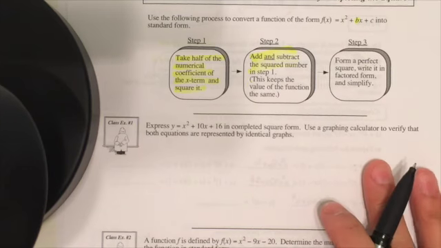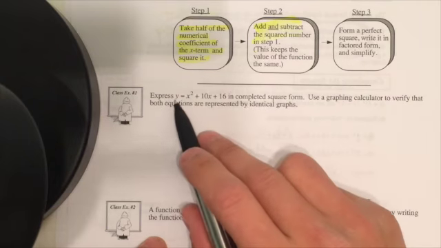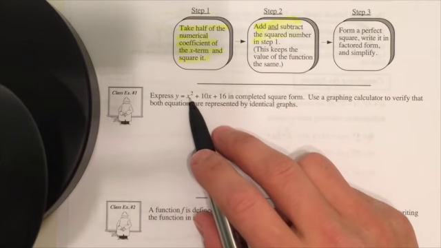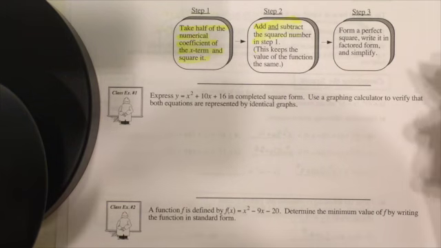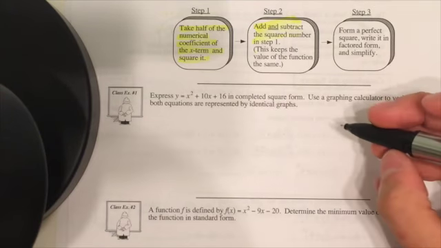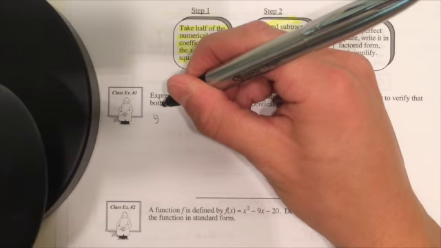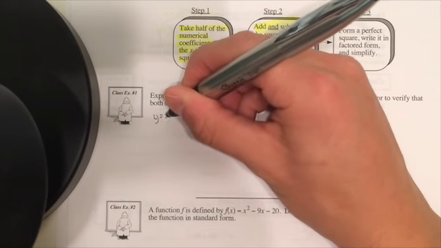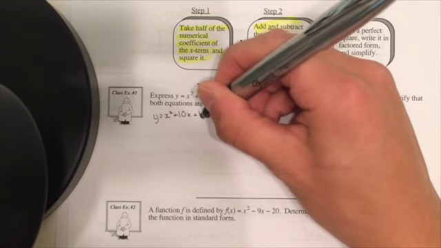Okay, so let's see how we would tackle that. I want to express x squared plus 10x plus 16 in completed square form, and then use a calculator to verify that both equations are represented by identical graphs. So my first equation is y is equal to x squared plus 10x plus 16.